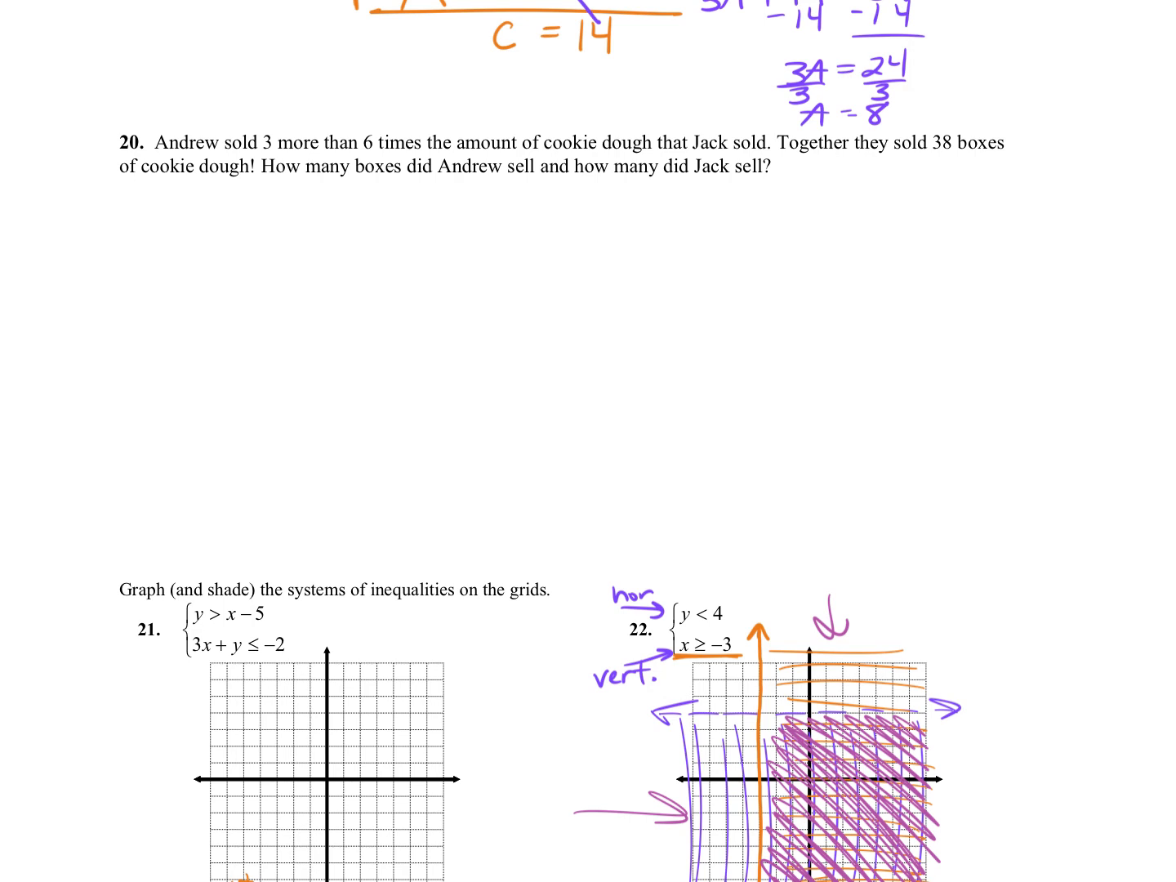Okay, number 20. This one's probably one of the more tricky ones, right? The way it's worded is a little unique. It says, Andrew sold 3 more than 6 times the amount of cookie dough that Jack sold. Together, they sold 38 boxes of cookie dough. How many boxes did Andrew sell, and how many did Jack sell? Can you give me maybe the more basic equation, the simpler equation? I'm going to use A and J, but yes, A plus J, Andrew plus Jack should equal 38 boxes.